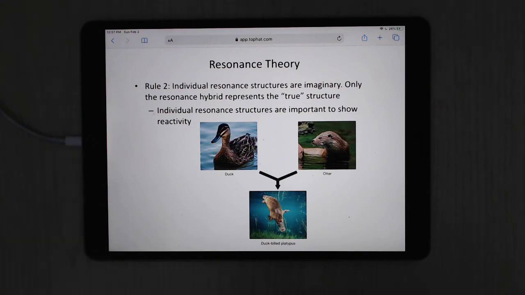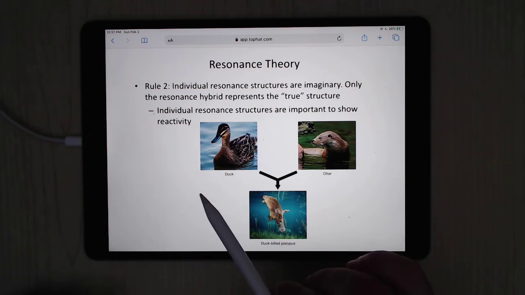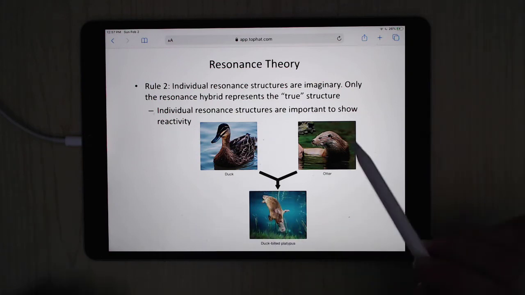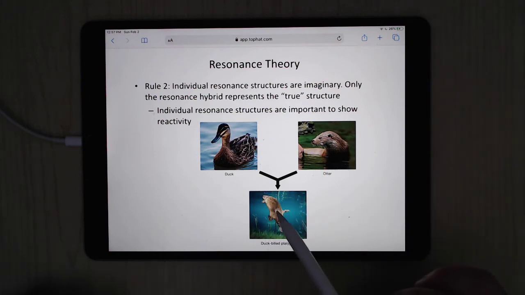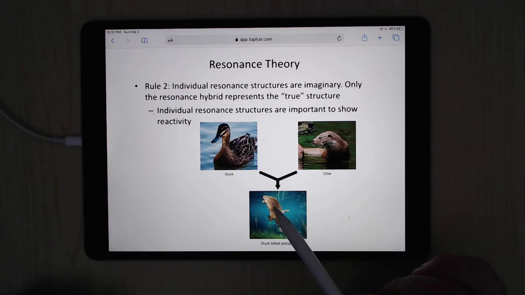So I thought this was a great picture. Let's say you're trying to describe a duck-billed platypus. Sometimes it's easier to think of it as a type of duck, right? It's got the bill, it lays eggs, it's in the water all the time, whatnot. Sometimes it just seems more like a duck. Other times, its behavior is more like an otter. Okay, it's small, it's long, it's furry, it lives in the water, and it's a mammal.